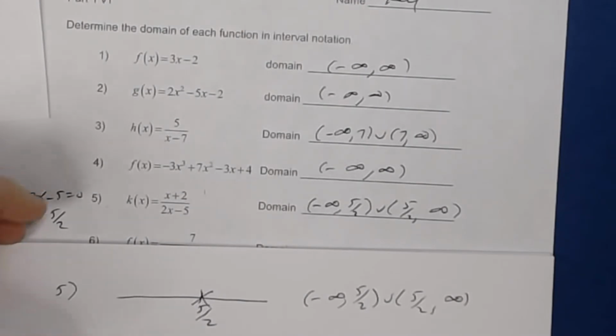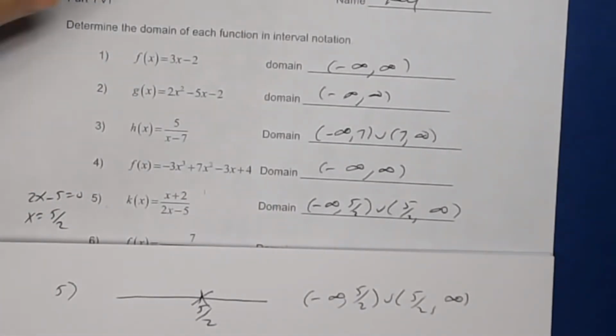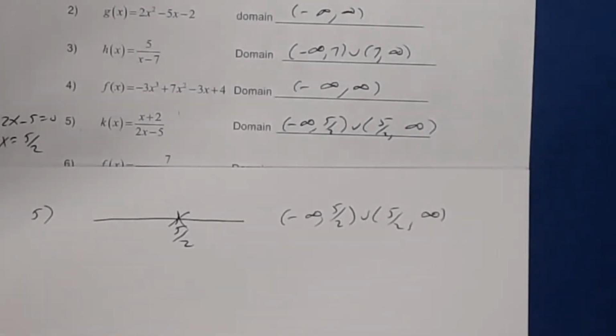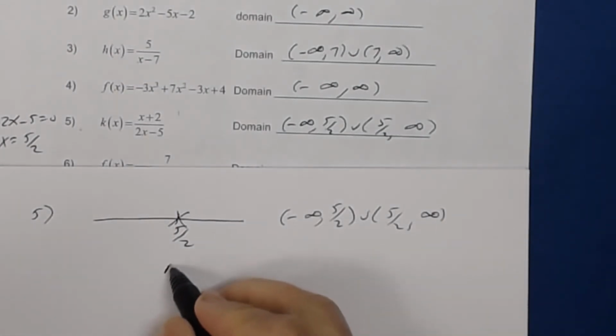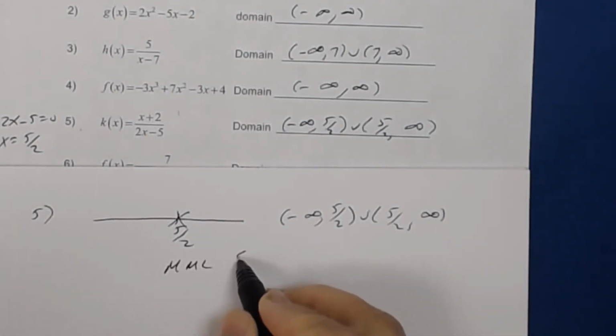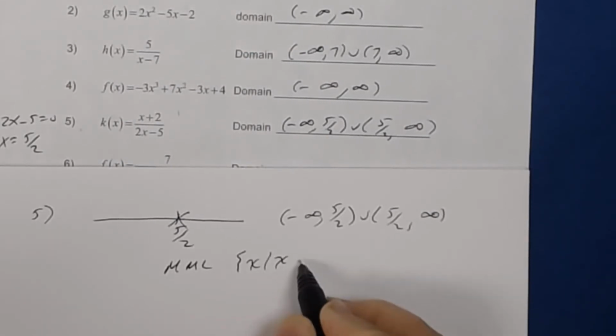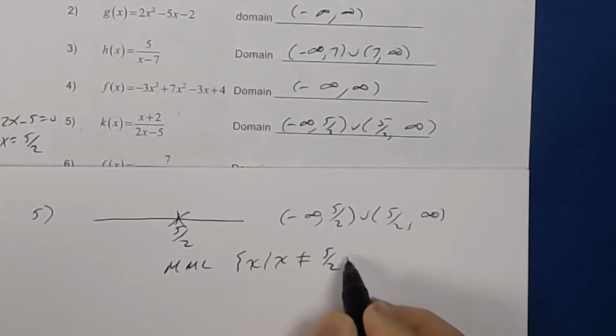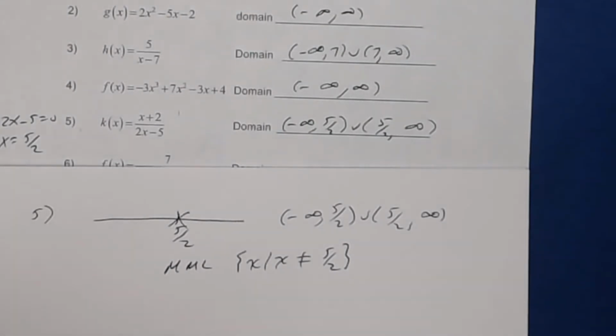Now, on MyMathLab, your answer would probably look like this: the set of x's such that x does not equal 5/2. Okay? All right. Number 6.